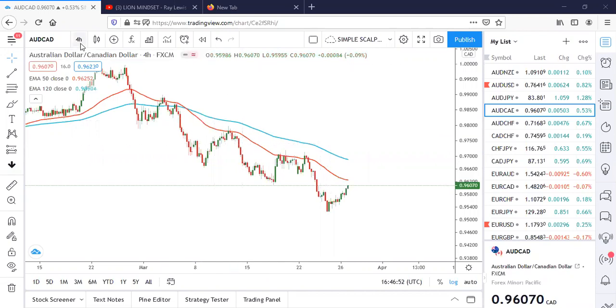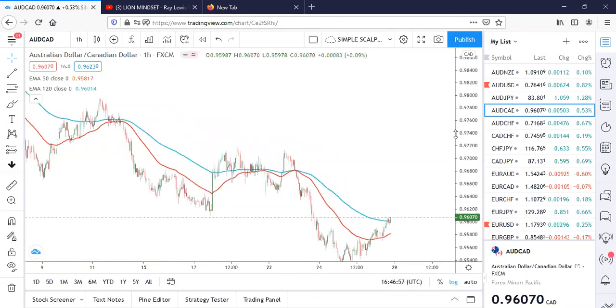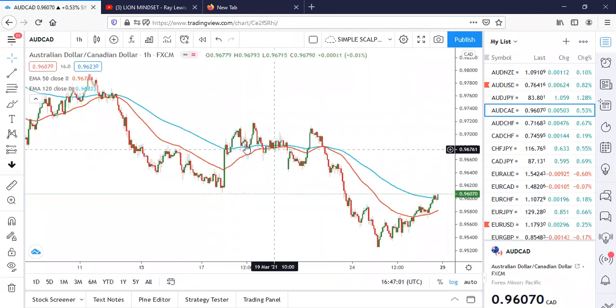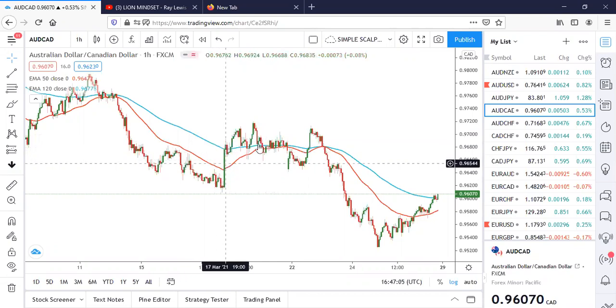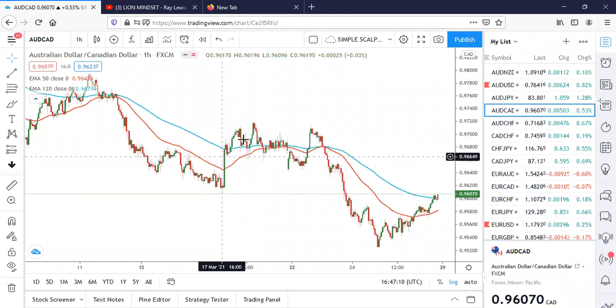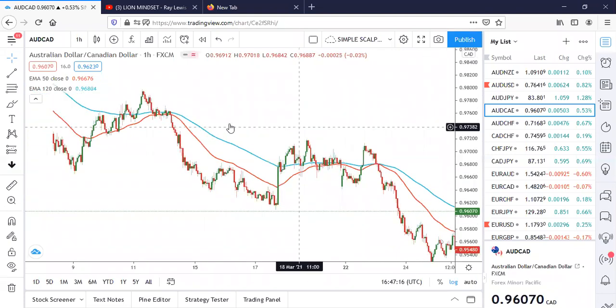In this case, as we can see, on 1 hour it is not so clear. You can see price is woven between the 50 and 120 EMA. There's no clear touch right here. It's bouncing off and on. You can see the same thing is happening right here. The same thing happened right here.